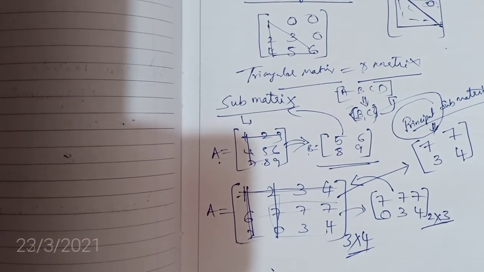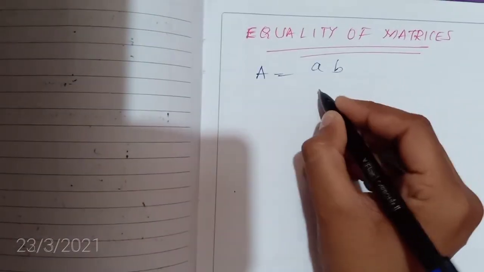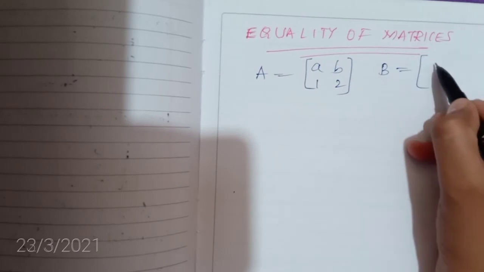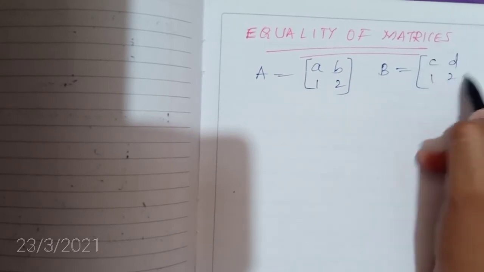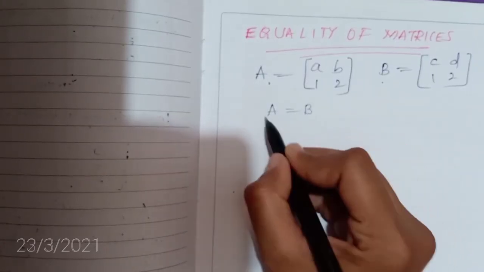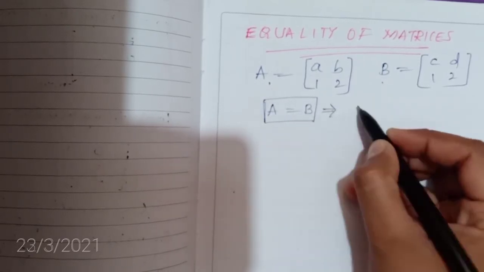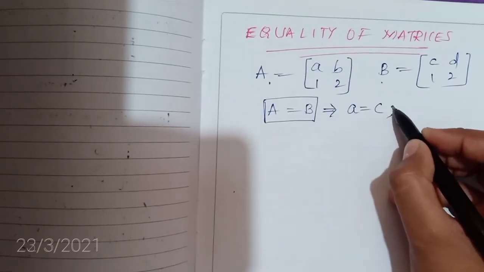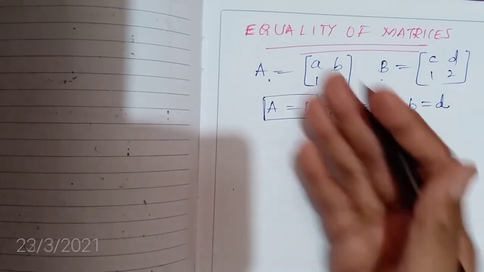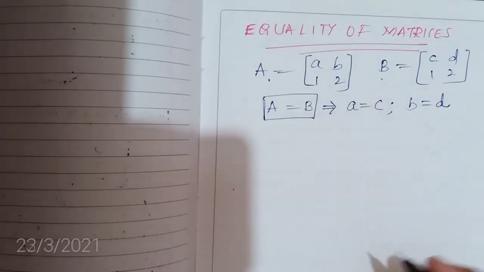Then let us go with one more concept, that is equality of matrices. Suppose I take two matrices, A is equal to A, B, 1, 2. Okay, I have just taken a general example. B is equal to, I am taking C, D, 1, 2. Okay, and now, if I am calling A equal to B, that simply implies that A must be equal to C, and B must be equal to D. It simply means that if you want to call any matrix equal to any other matrix, then the corresponding elements must be equal.